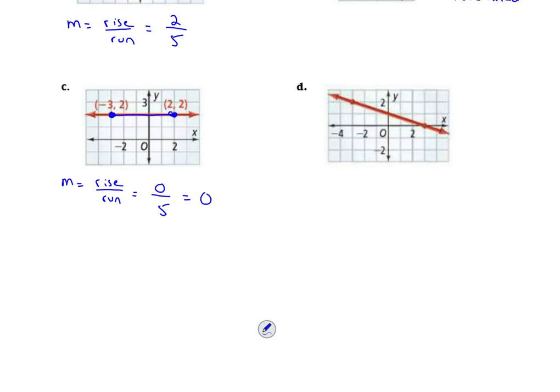Think about how much steepness there is. There is no steepness to this line, so the slope is equal to 0. And then in D, again, we're going to find the slope as rise over run. They have two nice points marked for us.